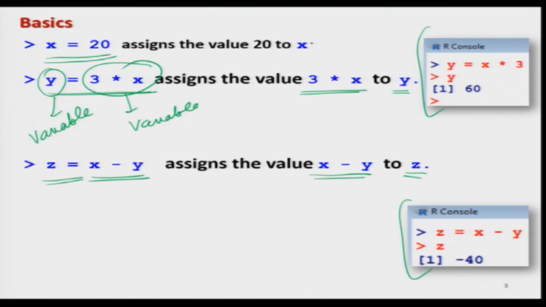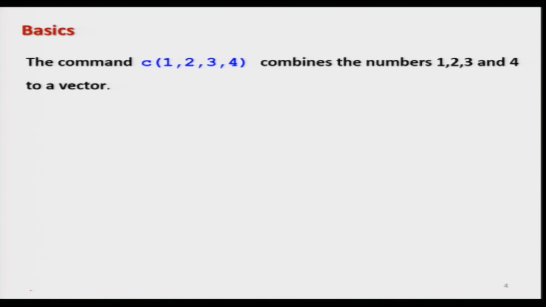Now, one thing you have to understand: up to now I have assigned only one value to a variable, but if you assign more values to a variable, you always have to use the command c. C means combine. If you just write x 1 2 3 4, this may not work, but if you write x and c(1, 2, 3, 4), with all the numbers inside the parenthesis separated by commas, then R will understand that the variable x has 4 values: 1, 2, 3 and 4.